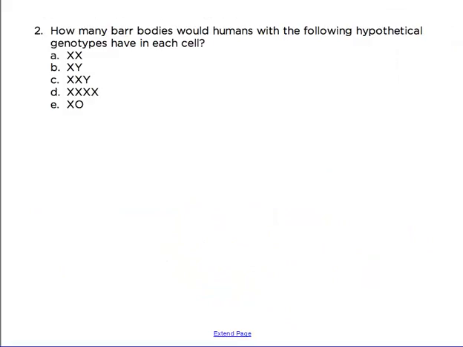Question 2 asks, how many Barr bodies would humans with the following hypothetical genotypes have in each cell? So remember that Barr bodies are a form of dosage compensation because the correct human dose for X chromosome is only 1. So for every other X chromosome after that first one, they are downregulated into a Barr body that isn't expressed. So for A, this is a normal female. She will have 1 Barr body. And that's because she only needs 1 of her X chromosomes.